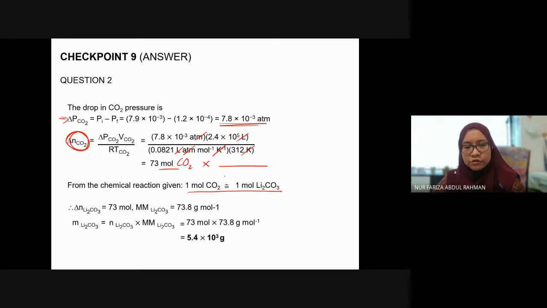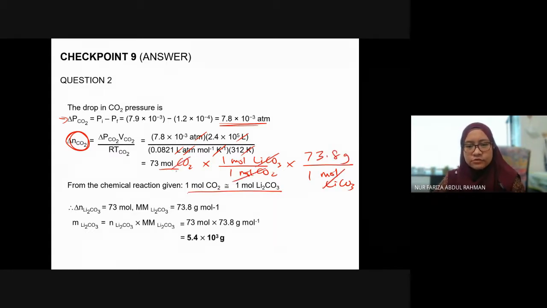If we proceed further from the equation, 1 mole of CO2 will produce 1 mole of lithium carbonate. The question wants it in terms of mass. So for 1 mole of lithium carbonate, the molar mass is 73.8 gram. Cancel out this one also. So you have 5.4 times 10 to the power of 3 gram.